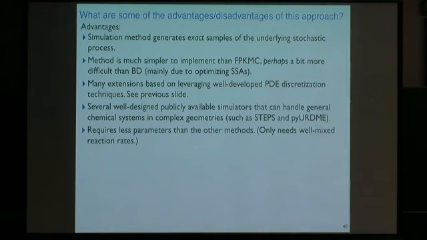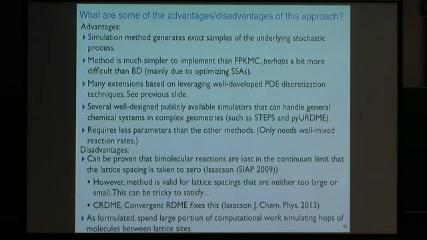And the RDME generally requires fewer parameters than the other methods. You don't need to do this kind of parameter calibration of reaction radii and things that are not generally measured experimentally. Typically, you just have your diffusion constants and your well-mixed reaction rates, and then the only other parameter is the lattice spacing. Okay. Unfortunately, that's a big, important parameter that's very difficult to deal with.